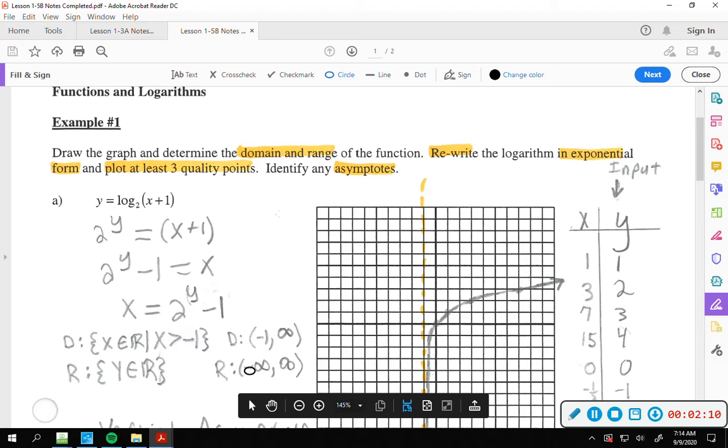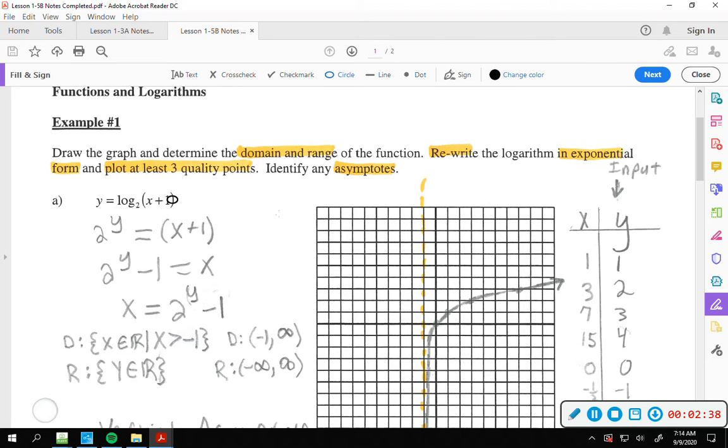But being able to graph logarithmic functions, I don't want you to just recognize that this is a log base 2 shifted 1 unit to the left. That's essentially what it is. It's a transformation here. However, I want detailed points because you can give a nice detailed graph by rewriting this as an exponential equation.